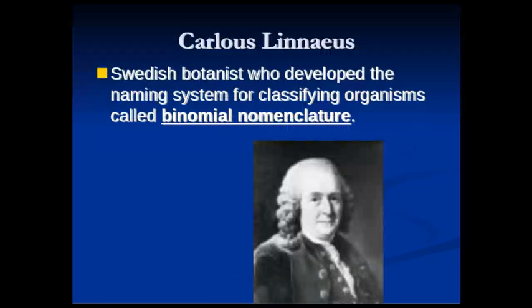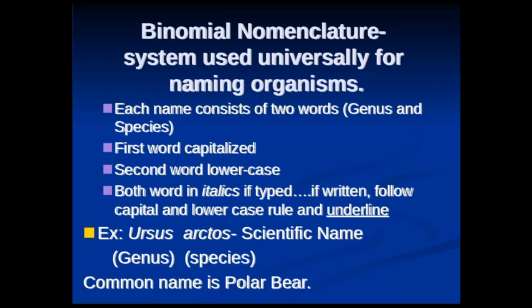And Carolus Linnaeus is the person whose system we still use to this day. And you can tell he's an old guy, right, from a long time ago. But we still use his style, and it's called binomial nomenclature. 2 names is how we look at it. We look at the genus and the species, and that gives us the exact individual organism. So binomial nomenclature gives us a universal way of naming. So each name consists of 2 words, the genus and species, like I mentioned before.